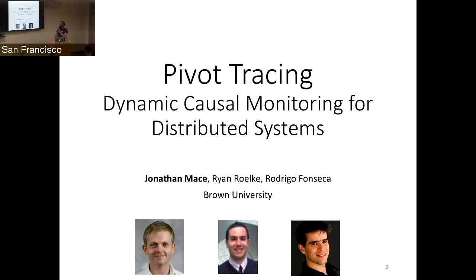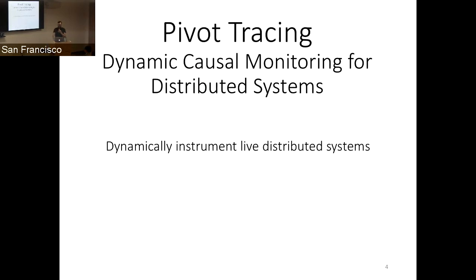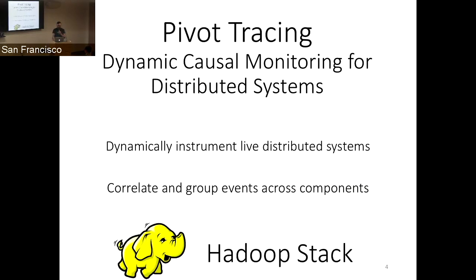So this is now we're starting Jonathan's deck. This is the least flashy slide in the whole deck, but now we're going to get moving. All right, animations begin. So Pivot Tracing is about dynamically instrumenting live systems, which in my mind is a bit of a holy grail, not something that has been practical. It also allows you to correlate and group events in a SQL-ish way, again, across a live running distributed system. And they decided to do their experiments on top of the Hadoop stack, which is fine.